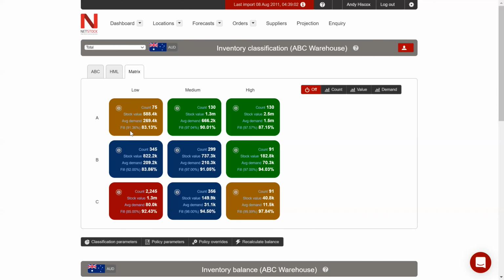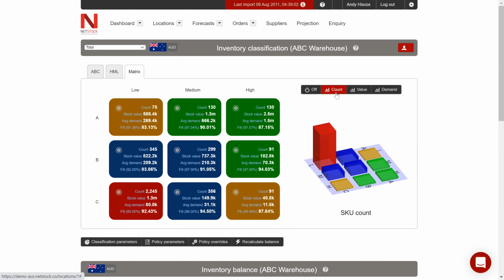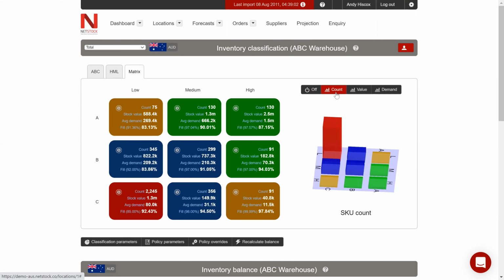Maybe these are specific to your company. People can't get them anywhere else. They're specialist items. They might be prepared to wait for these. Maybe we can target a lower fill rate. And what about these? These are the red zone. These are the items that are actually not moving or contributing.